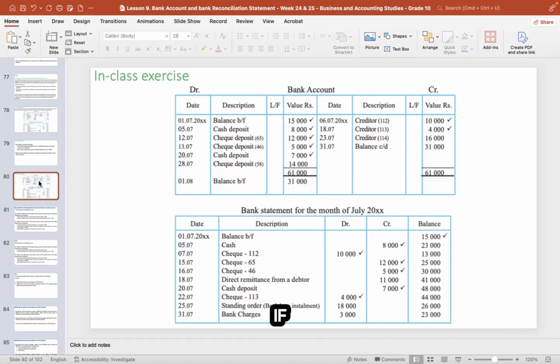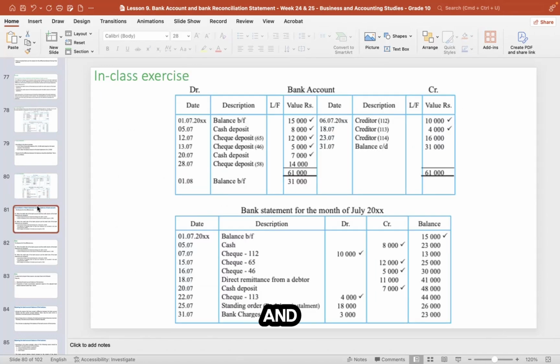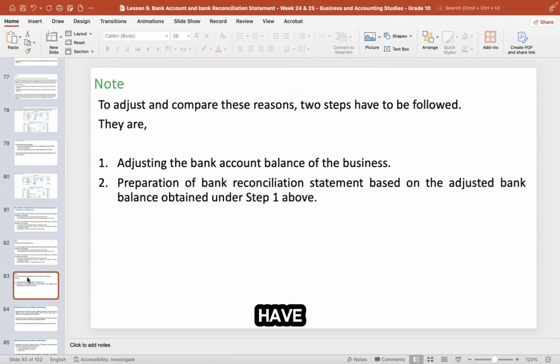Now, if you look at these two statements, we know in the bank account, the balance brought forward is 31,000 month-end balance, whereas in the bank statement, it is 23,000. So we are now in the process of reconciling it. To do that, we have to do three things actually. Firstly, we identify the reasons, which we have already done, ticking like this and figuring out these reasons. And now we have to prepare the adjusted bank account balance of the business and the reconciliation statement. So firstly, we are going to look at adjusting the bank account balance of the business.